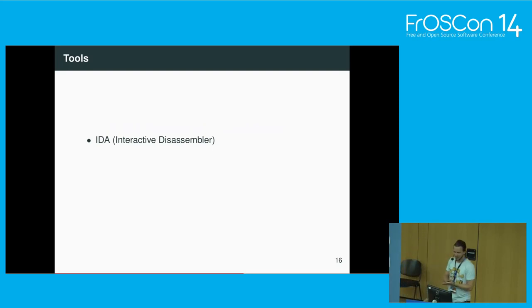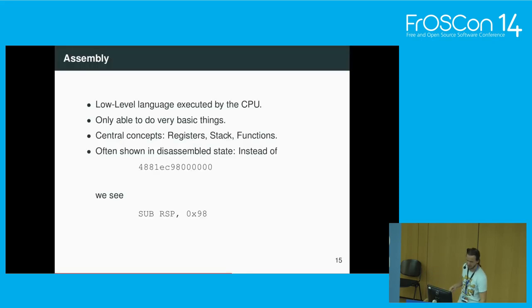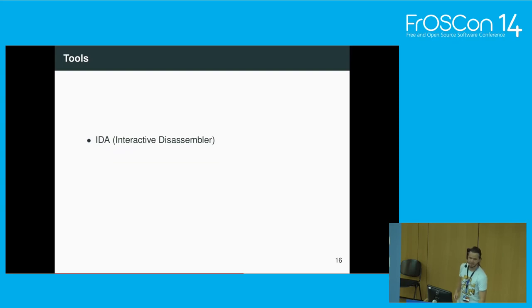And there always was IDA, and it was a tool, or it still is a tool, to do this translation step I just showed you. The step from 4881EC98000 to sub RSP 0x98. This is called disassembling. And it showed you the resulting code. It also did some syntax highlighting and helped you with that.